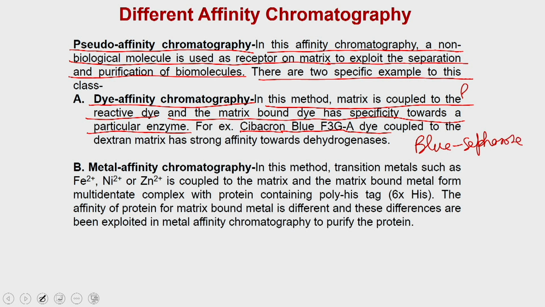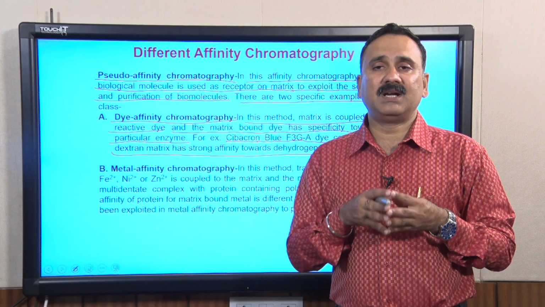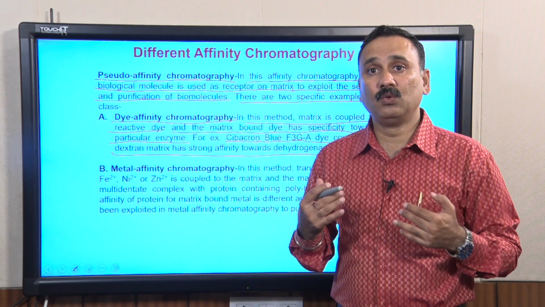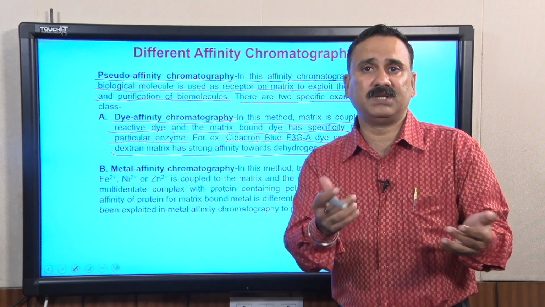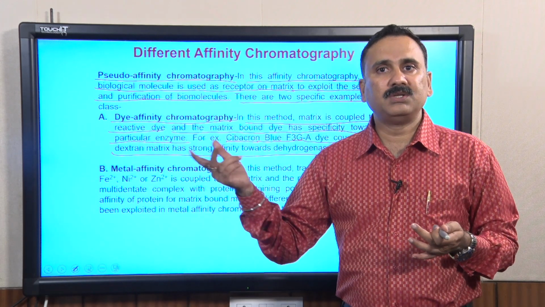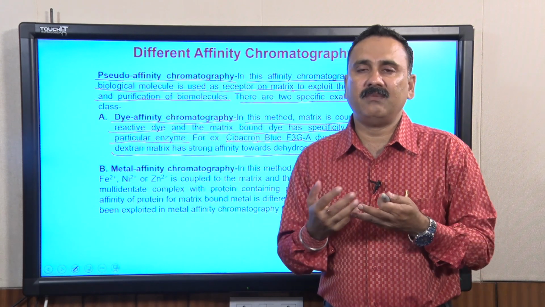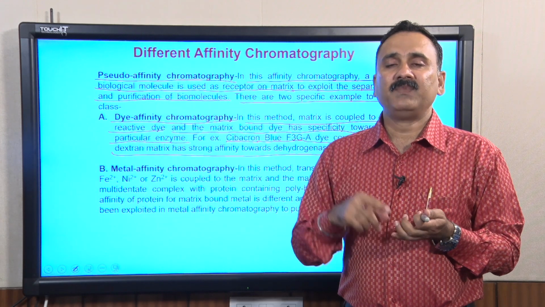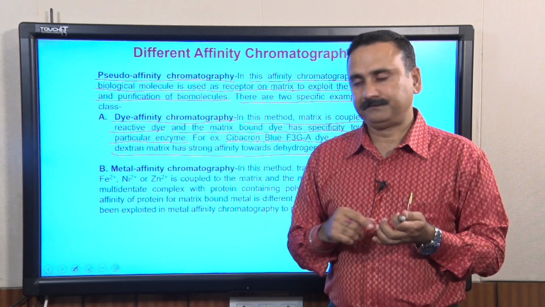And the blue sepharose has a very strong affinity for dehydrogenases, the enzymes which contain NADH, but as I said, this is not an affinity which is exclusive for a particular type of dehydrogenase. It is going to bind pyruvate dehydrogenase, it is going to bind lactate dehydrogenase, it can bind any dehydrogenase which utilizes NADH as a cofactor or substrate.